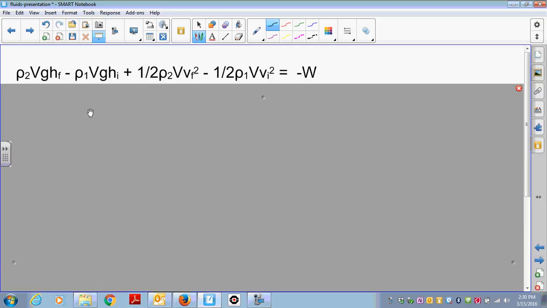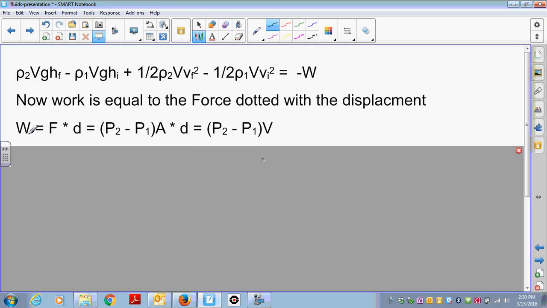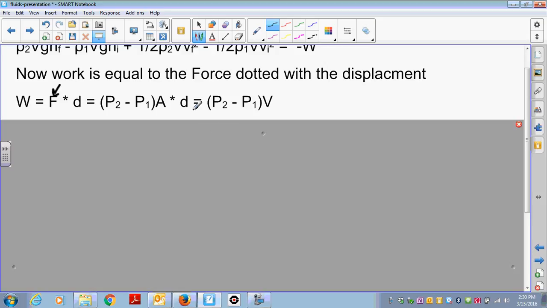Okay, so here's our equation. Now let's look at work. Work is F dot D, and I know that the force here can be replaced with the pressure times the cross-sectional area. That's the definition of pressure, force per unit area. So if I look at the work being done, it's P2 minus P1 times A, and then I'm going to multiply that by D, the distance traveled. I know that the area times the distance traveled is just my volume.